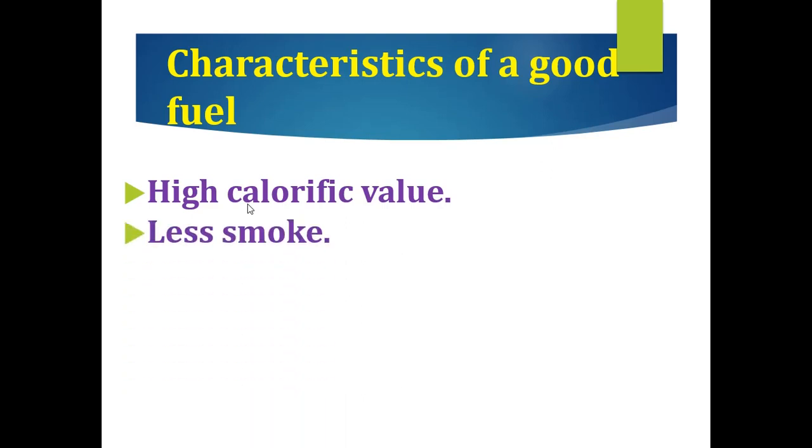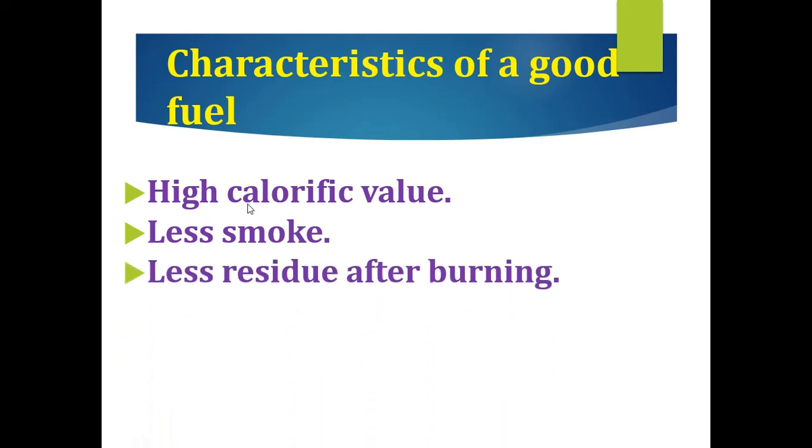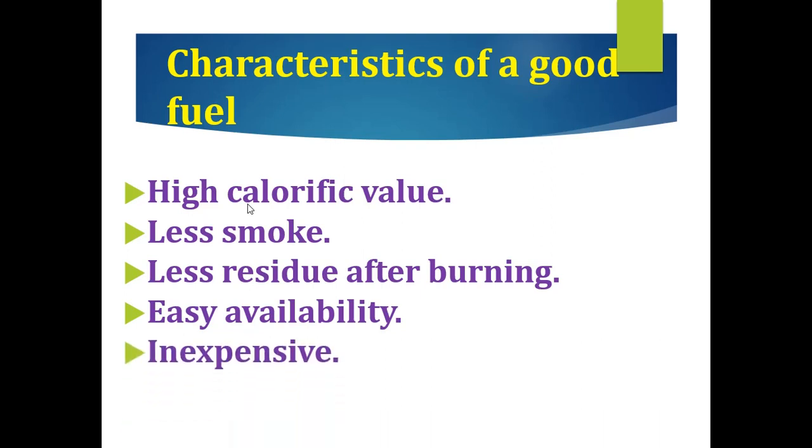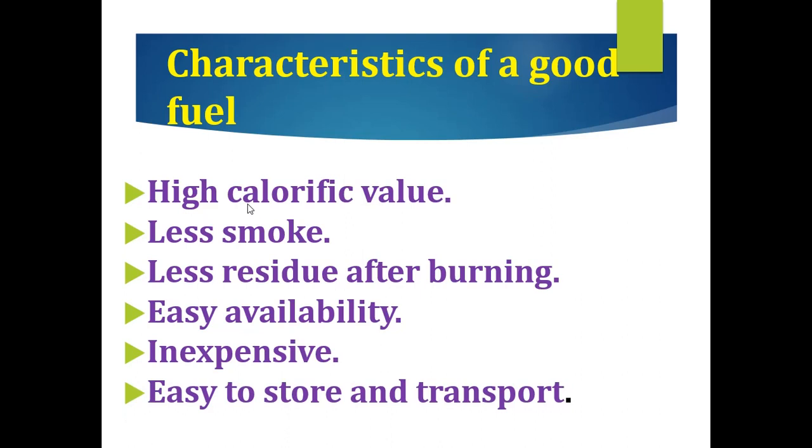calorific value, and it will produce less smoke. A good fuel will produce less residue after burning. When we burn some fuels, they produce a lot of remains. For example, if you burn wood, it will produce ashes. So a good fuel is capable of producing less residue, that means fewer remains after burning, and it is easily available to us. A good fuel is inexpensive, that means it is available at less cost, and it is easy to store and transport.